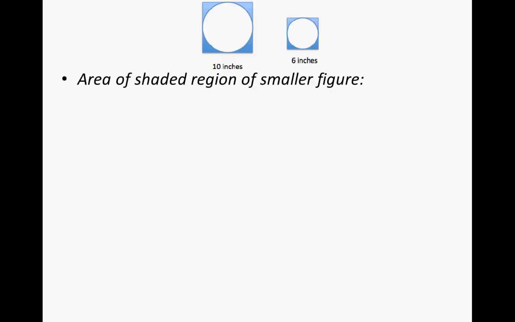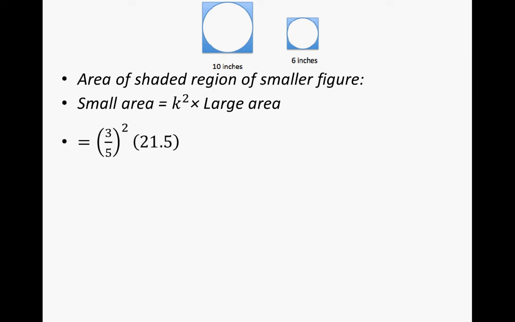So the area of the shaded region of the smaller figure, the small area, is equal to k squared times the large area. So that means it's going to be equal to 3/5 squared times 21.5, which is 9/25 times 21.5, which if you have your calculator, you can figure out is equal to 7 7/74.